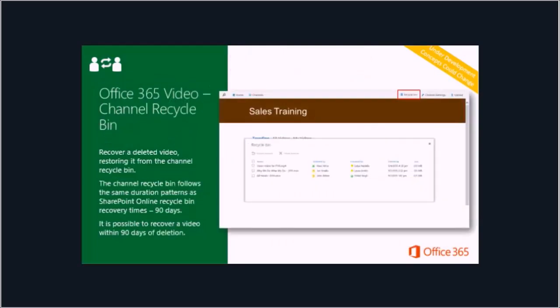Another little feature that was quite requested by folks on User Voice and in the Yammer group was being able to recover videos after they're deleted. So right now, today, without this feature, when you delete a video, you'd have to navigate to the backend site collection, find the recycle bin, and then restore it. So with this feature, we're adding a recycle bin button right on the channel page for you to be able to recover videos if you've accidentally deleted them.